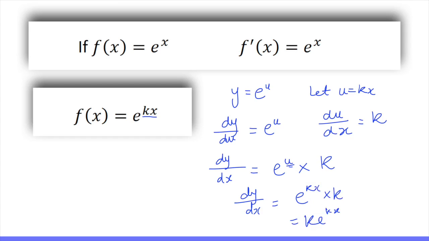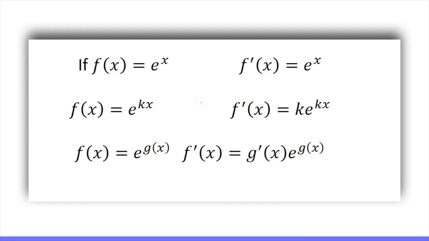So what you can see in this specific case is that all I've simply done is pulled out the gradient of my inside function and multiplied that by my original function. So what we could say in general is that if we have a function f of x is equal to e to the power of g of x, so g of x is my power, the derivative is the derivative of that power function, the inside function, multiplied by my original function.